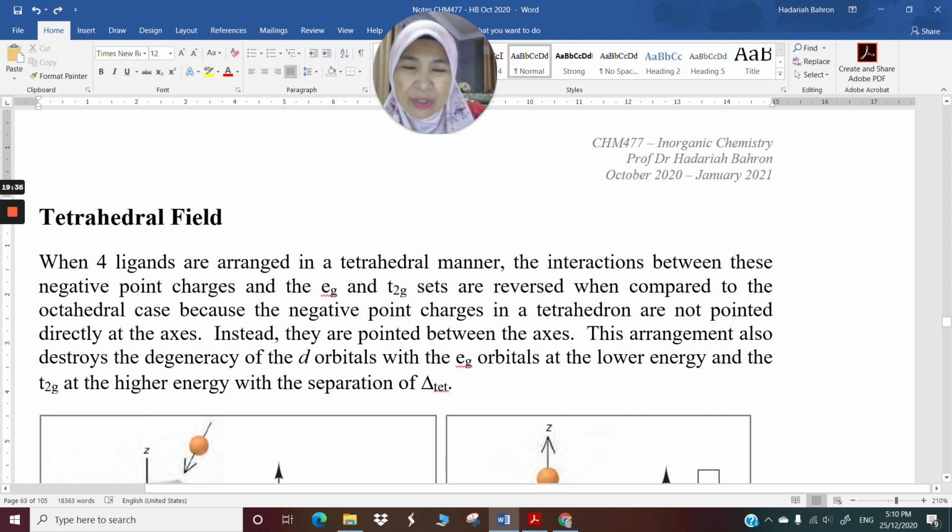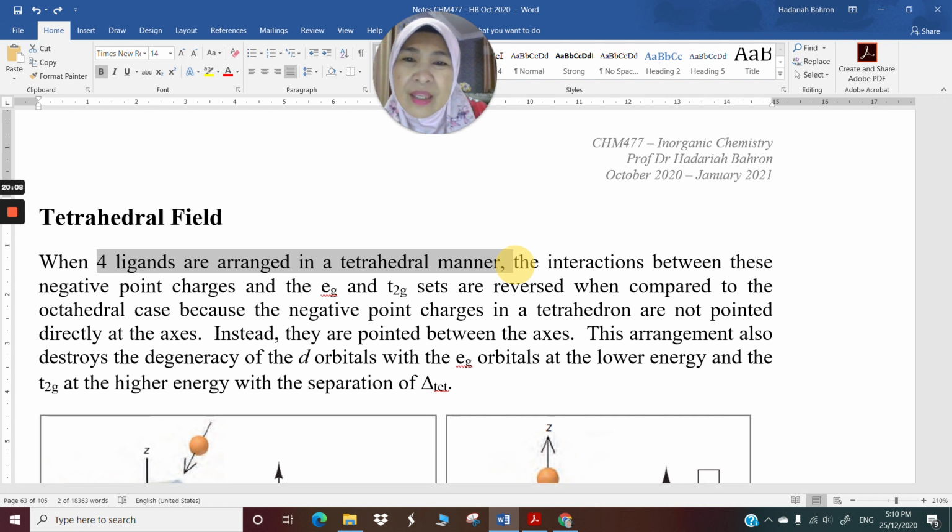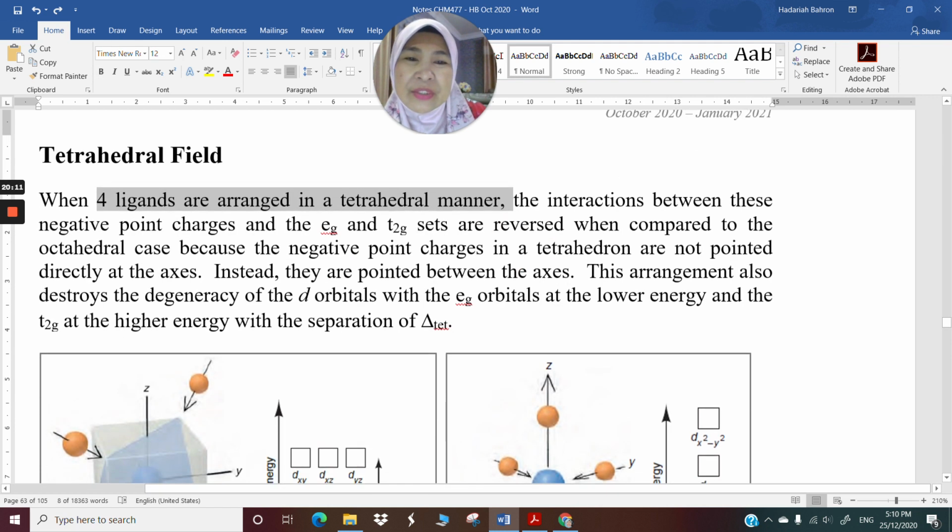If previously in the octahedral field we dealt with 6 ligands, arranged in an octahedral manner around the metal center, in tetrahedral compounds you have 4 ligands, and the ligands are arranged in a tetrahedral manner. You all know what the shape of a tetrahedron is. There is an angle of 109.5 degrees between the bonds in the tetrahedron.